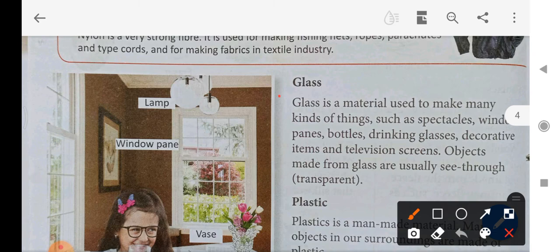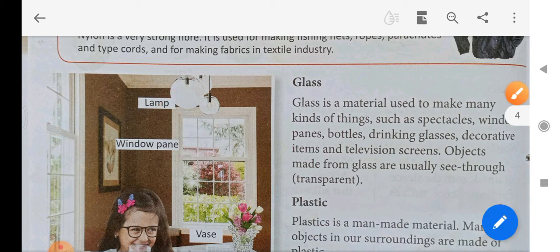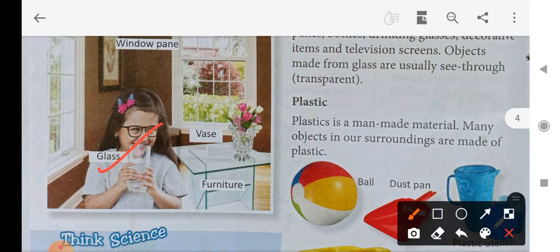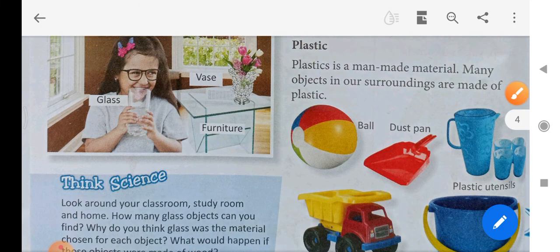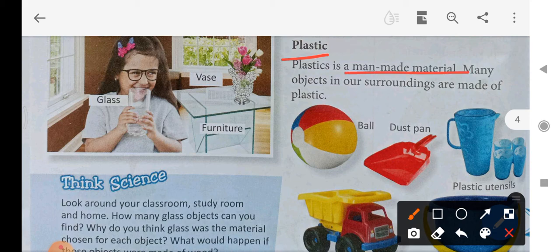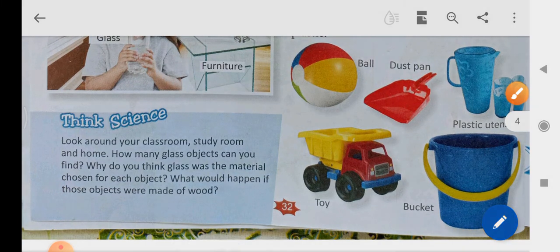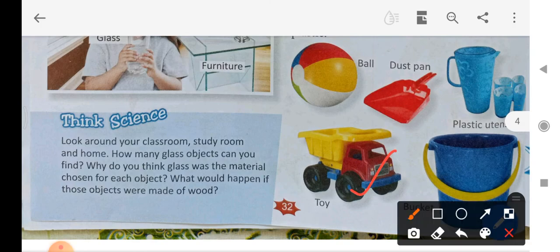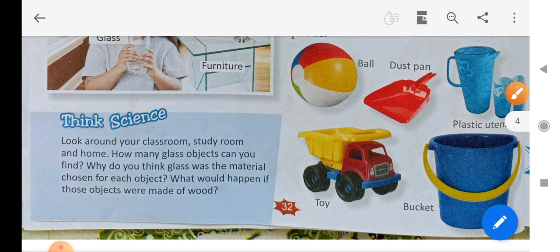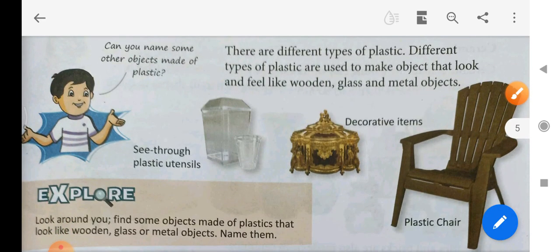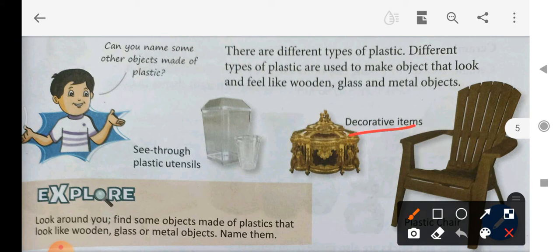The next one, glass. It is used to make a lamp, window pane, vase, tumbler and furniture. And it is transparent. The next one, plastic. It is a man-made material, and the ball, dustpan, plastic utensils, toys and bucket are made of plastic. Some plastics look like wood, metal and glass.